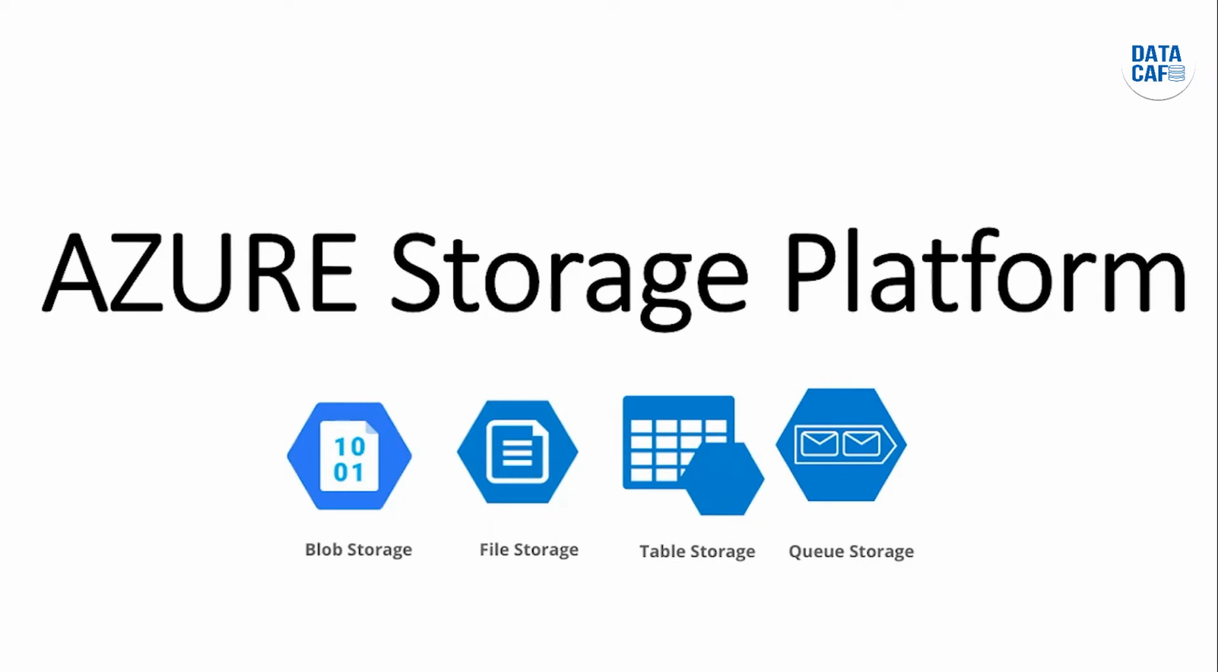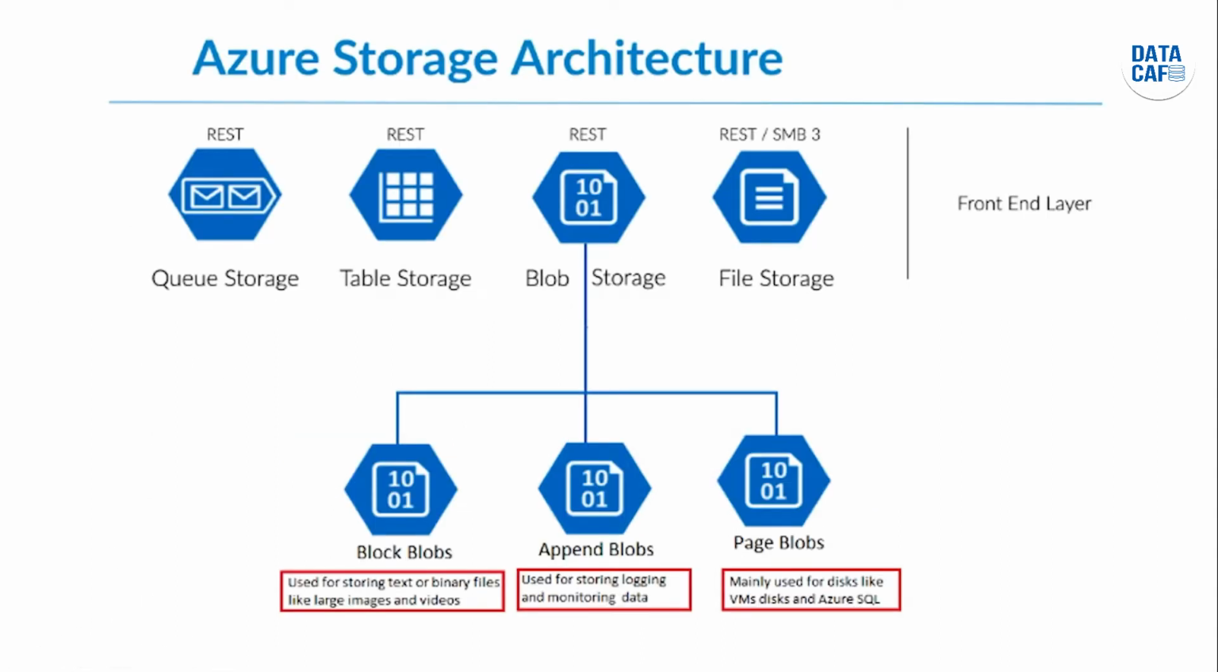So now we will see what are the different Azure storage types available. Basically there are several storage types available: queues, table storage, blob storage and file storage. So one by one we will see what those are. First of all we will see what is blob storage.